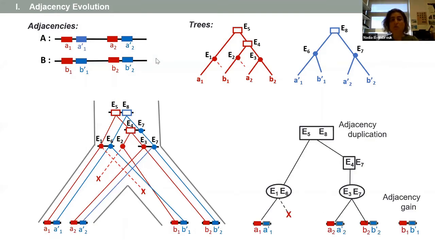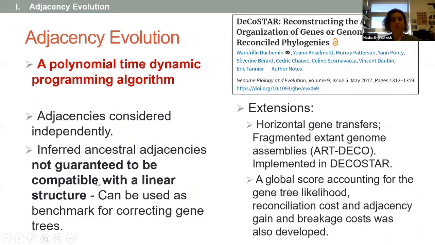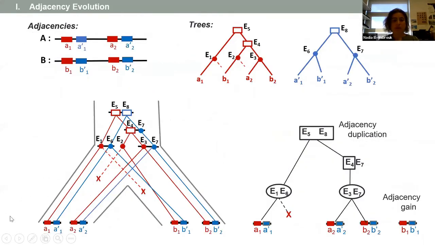So the output of the algorithm, I'm sorry, I have trouble finding a way to see my slide with my windows here, anyway.